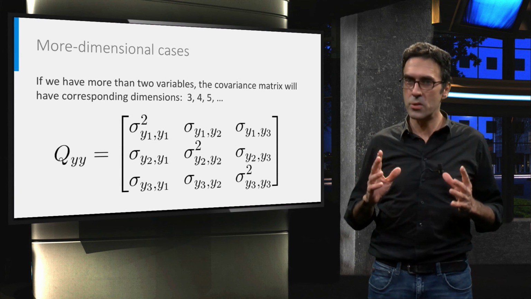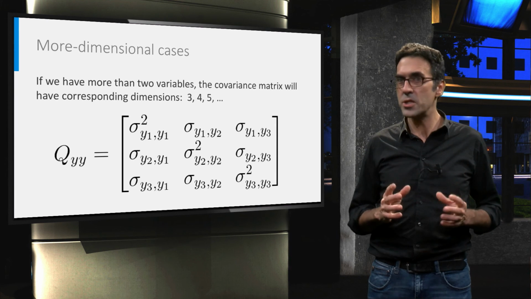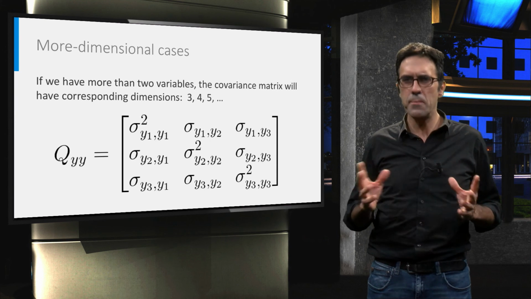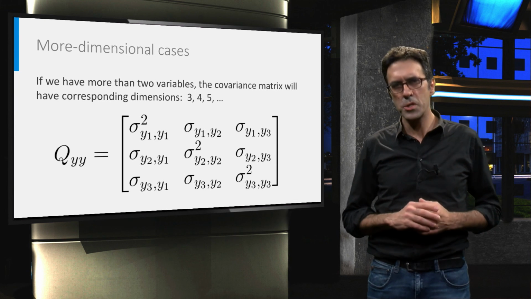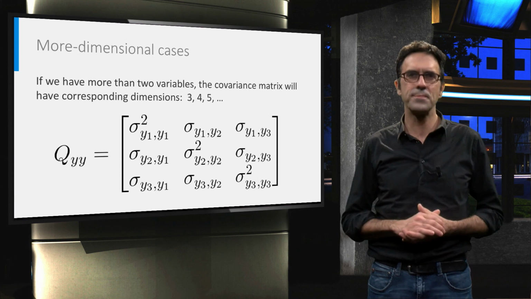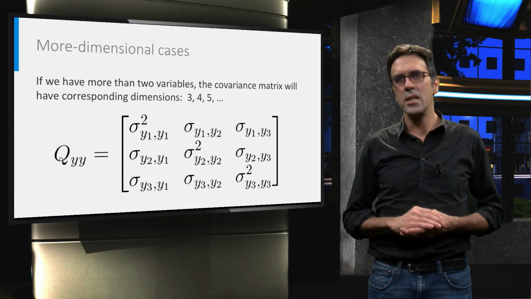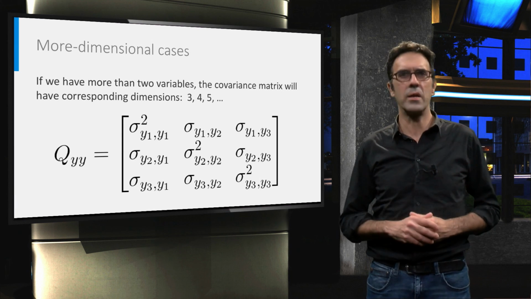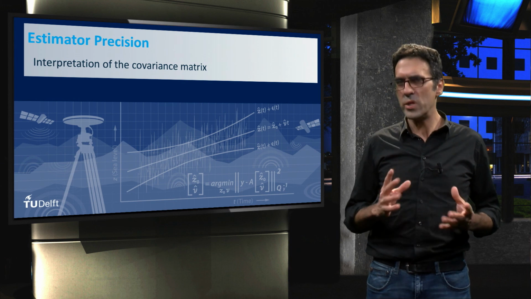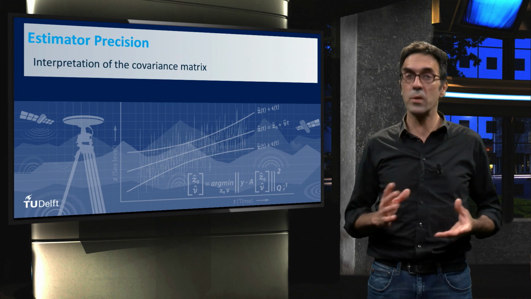If we have more than two variables, the covariance matrix will have corresponding dimensions. These dimensions may be very large. This implies that it will be more difficult or even impossible to visualize the corresponding distribution in a two-dimensional figure. But in essence, this doesn't matter. The matrix just expresses the variances of each variable, as well as the covariances between the different variables. Now we can more or less interpret or read a covariance matrix when we have obtained one. In the next video, we will look at some examples.